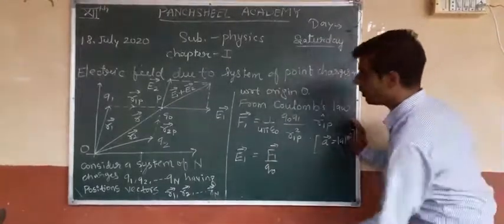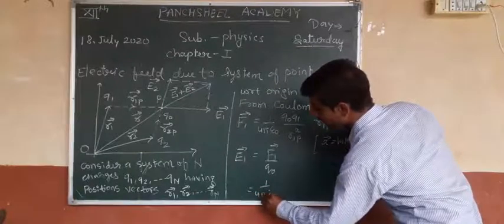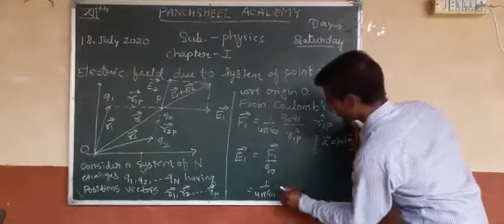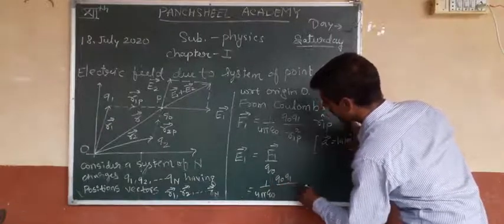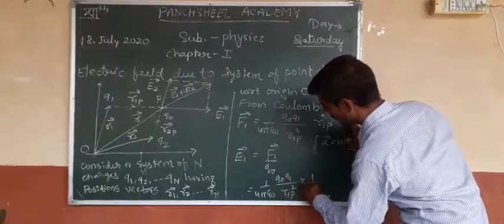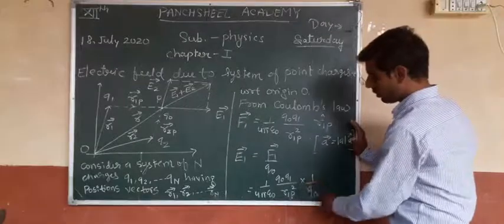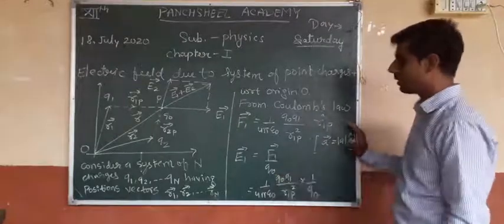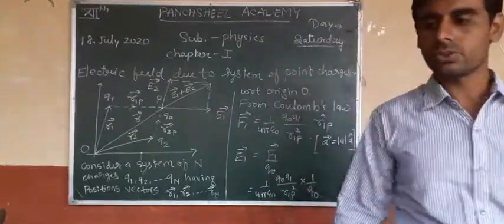So what is the value of F1? It is 1 upon 4 pi epsilon naught, Q naught Q1 upon R1p square, into 1 by Q naught. So Q naught cancels out and we can find the value of E1. So write this.